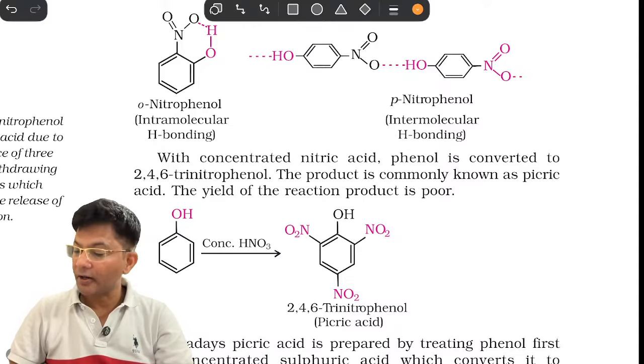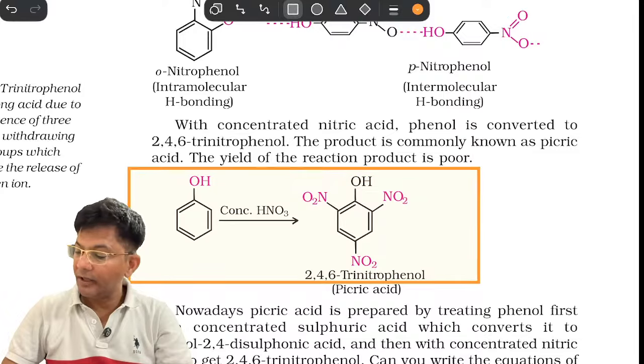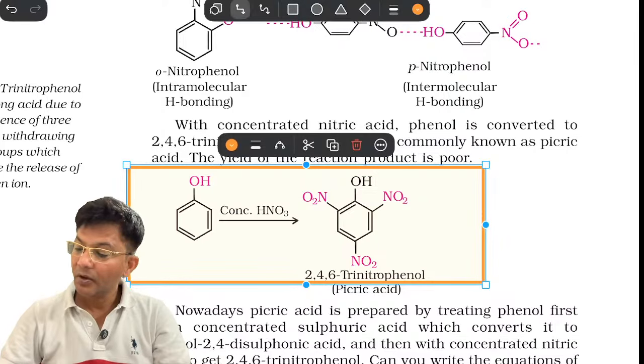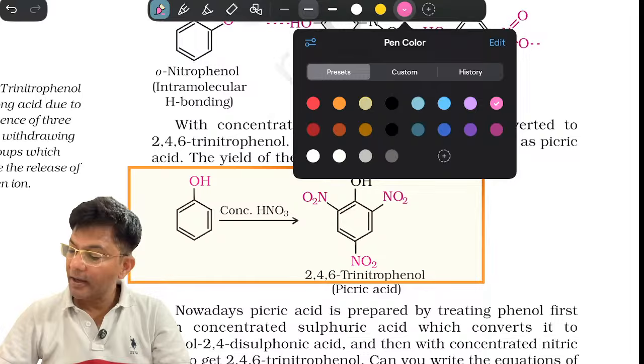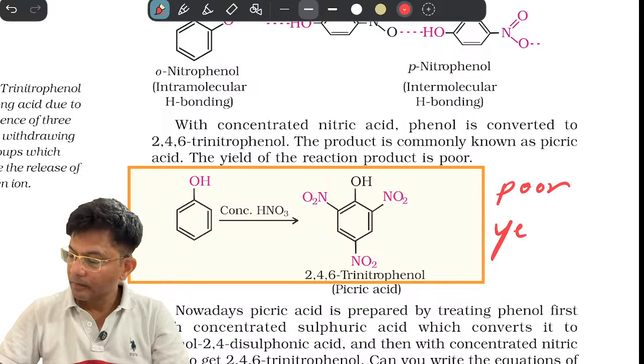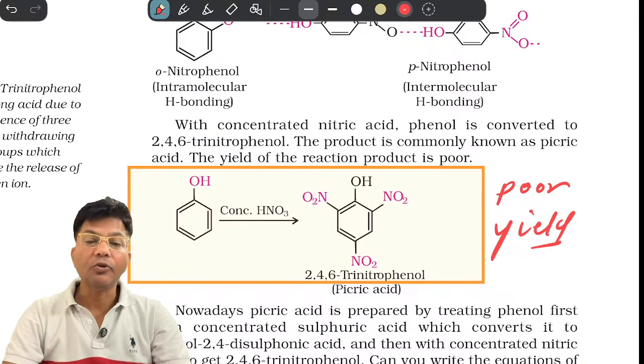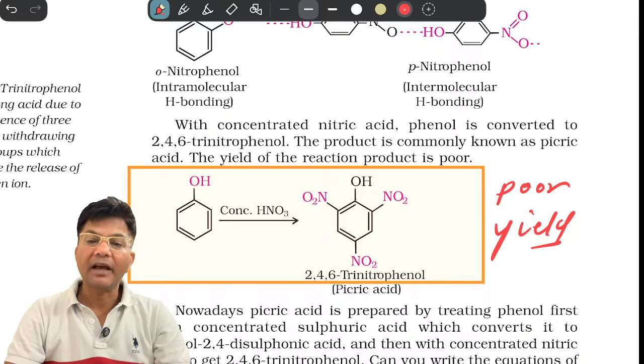Now it's time for concentrated HNO3. When you do this reaction, it will not give a good yield, a poor yield. Why, kids? Why will it give a poor yield? The answer is HNO3 is an oxidizing agent and it will cause explosion. Picric acid is explosive and that picric acid will get exploded, so some amount will get destroyed.